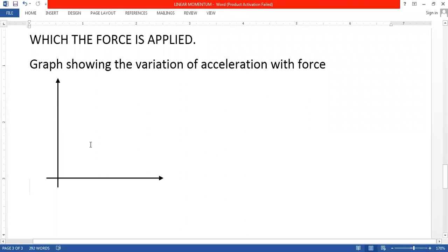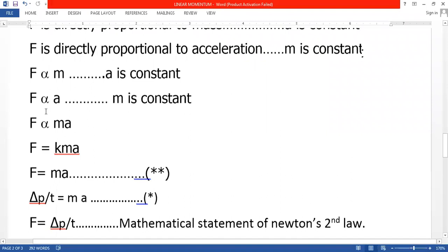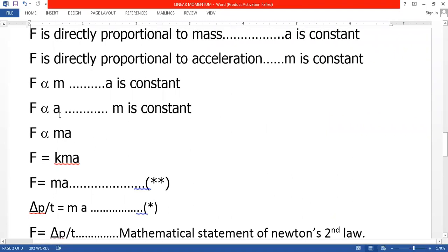Okay. What does it say? It says that as you increase the force, the acceleration will increase. Yes or no? As you increase the force, the acceleration is increasing. If you decrease the force, the acceleration will decrease. So F is directly proportional to A. But this is only true when the mass is constant. So F is directly proportional to A if the mass is constant.